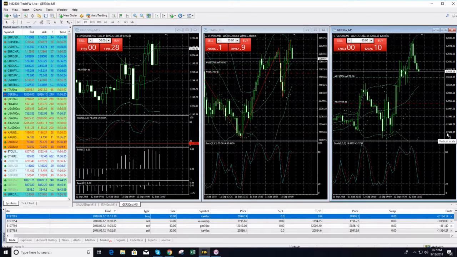Yep, that's good. So the indices will react on the announcement because, as you know, the price of the Apple share is reflected in the indices as well.